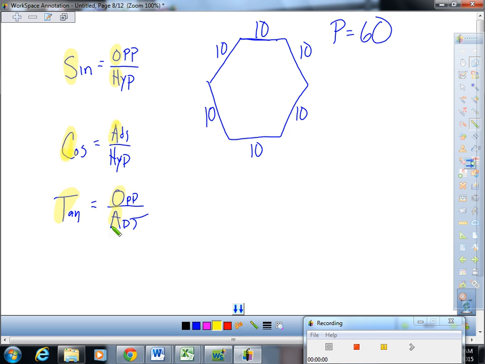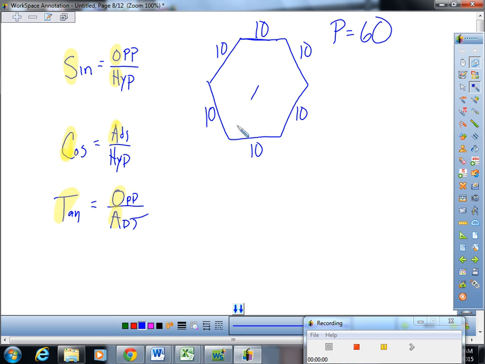It's a mnemonic device. Okay? Or, I guess it's an acronym. One of those two. Okay, so, in this problem, remember that all of these triangles are congruent, and that you could always imagine that there's a circle around this.